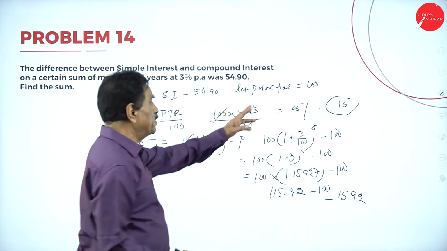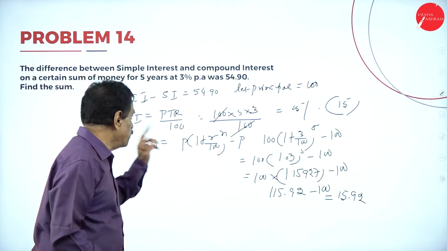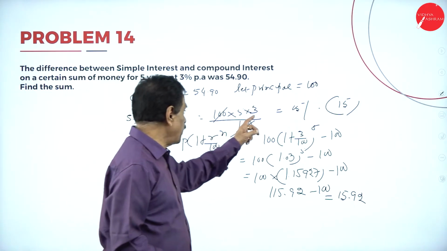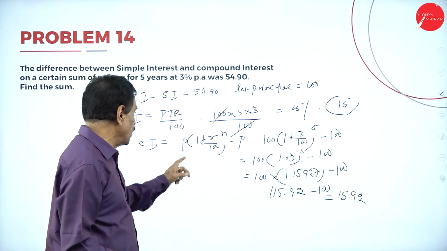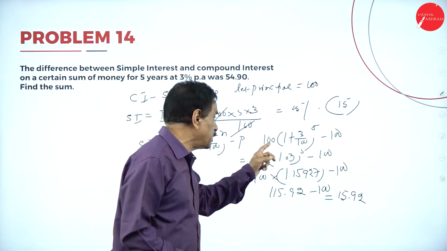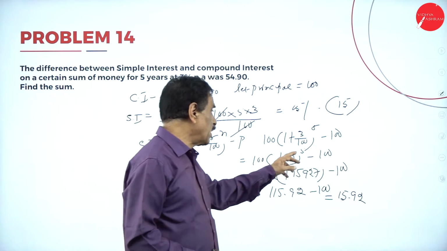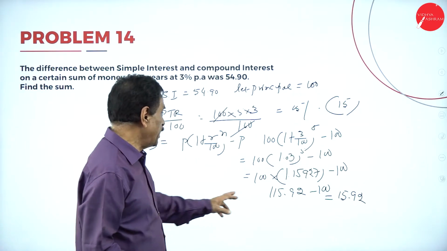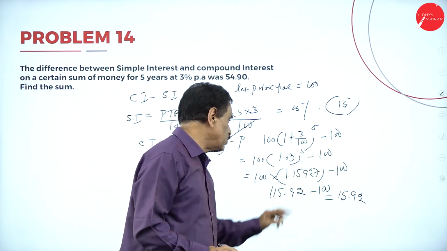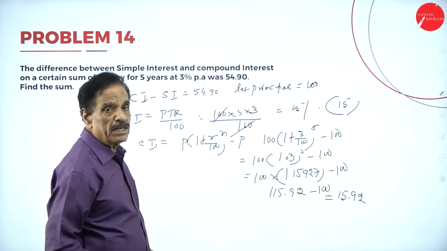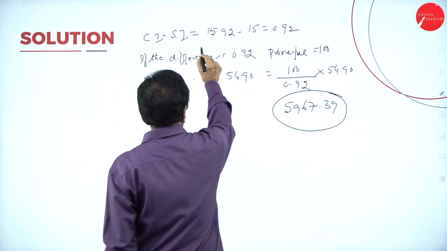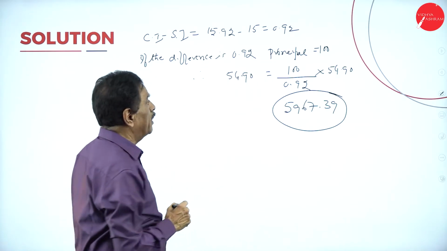Let the principal be 100. SI is equal to PTR over 100, so 100 into 5 by 100 is 15 rupees. Compound interest: P into (1 plus R over 100) to the power of N, so 100 into 1.03 to the power of 5, which is 115.927. 115.92 minus 100 is 15.92. Difference: 15.92 minus 15 is 0.92.